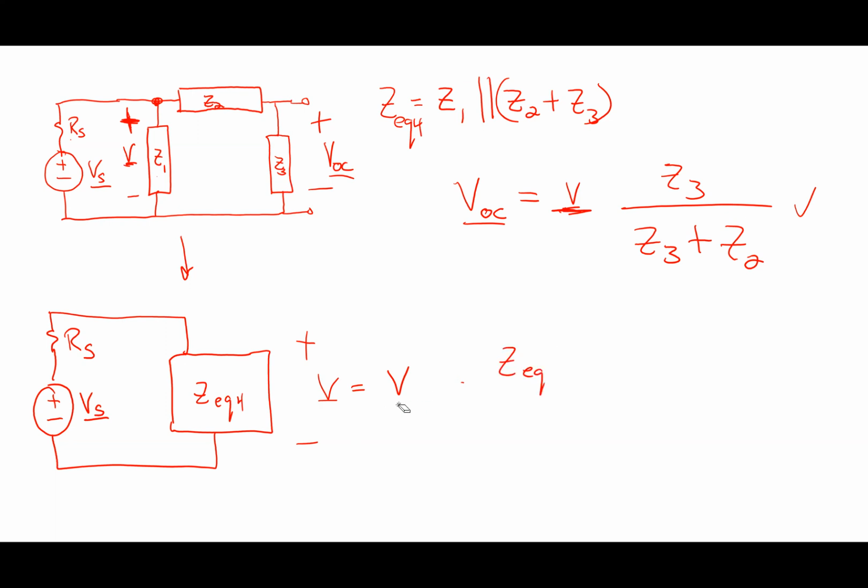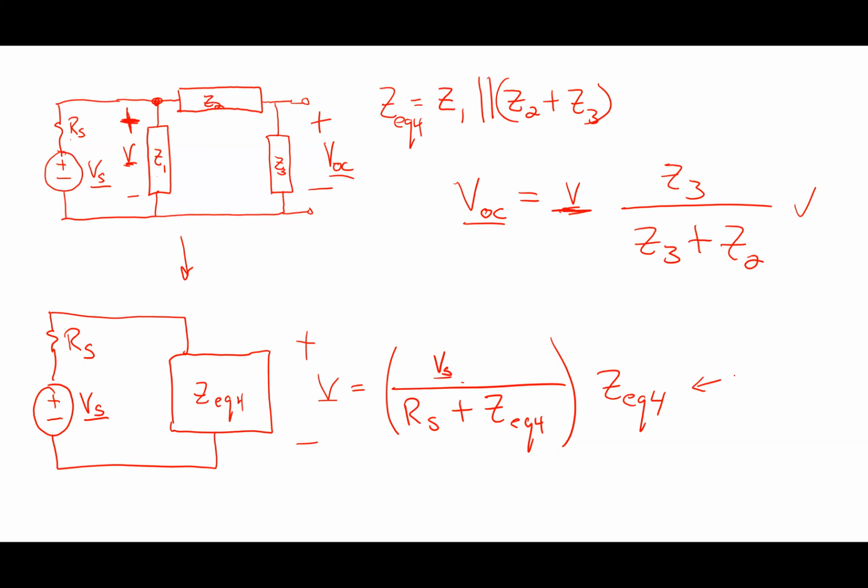And again, let me write that the way that I think of it. A voltage divider is basically, I got to get the current first. So Vs, I write it in a specific order, over Rs plus ZEQ4, right? That's the current. I multiply that by ZEQ4 to get the voltage. So if I wanted to solve this thing, I basically do this, and then I do this, right? So I do it in steps like that.